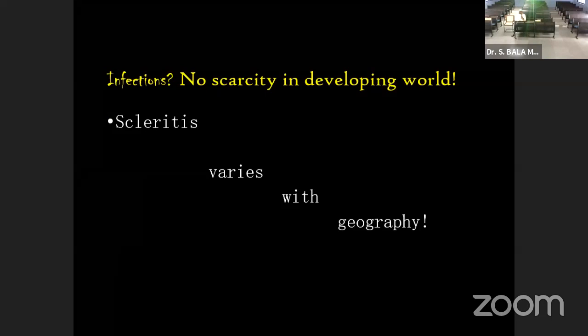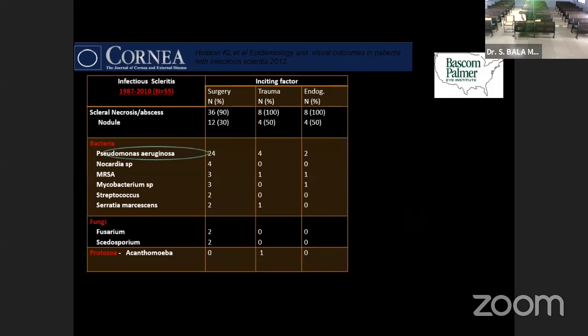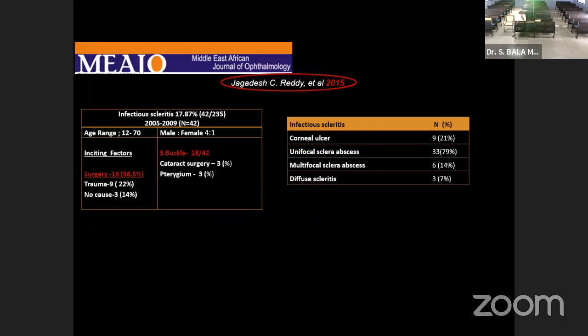In India, we all know that infections are super common. So scleritis seems to vary with the geography. If you read the Western articles, say the Bascom Palmer, you will come across saying that bacteria, Pseudomonas aeruginosa, being the super common etiology. And it was Jagdish Reddy from L.V. Prasad who came with the brilliant publication saying that scleral buckle was the commonest etiology.